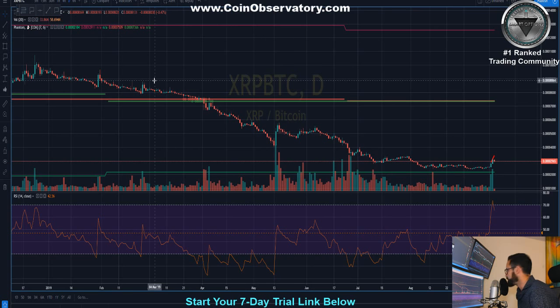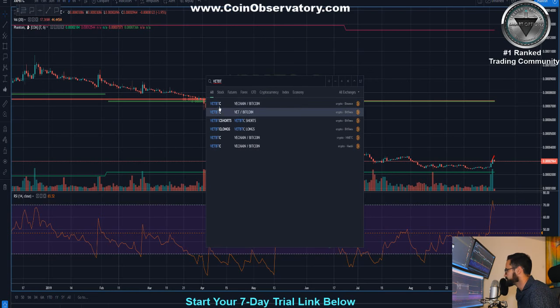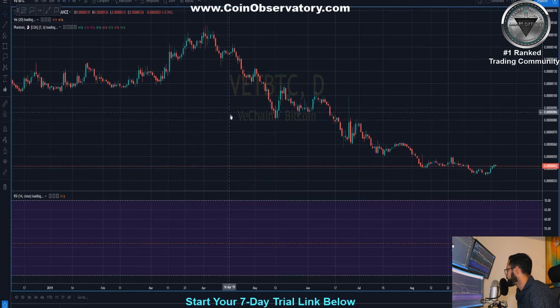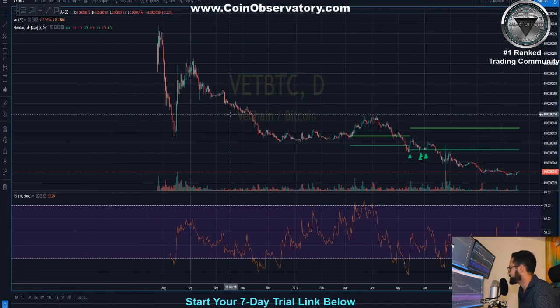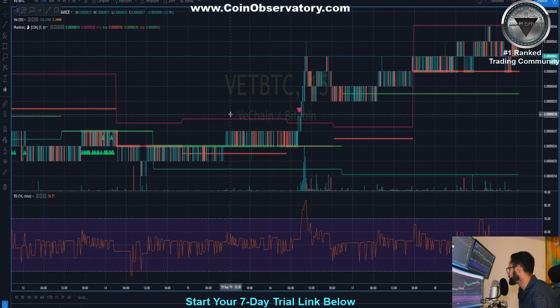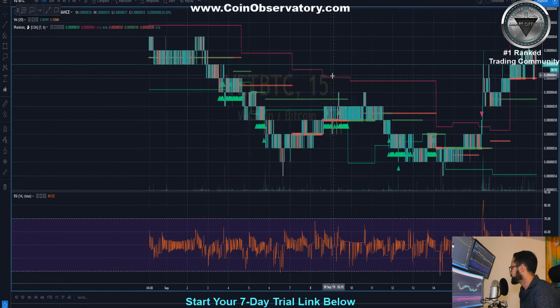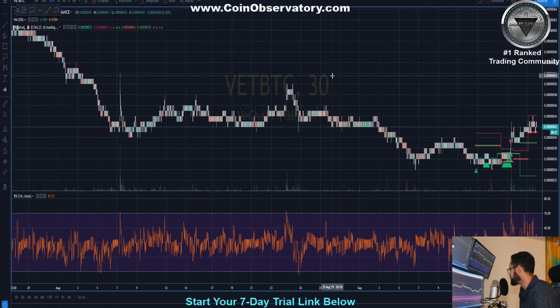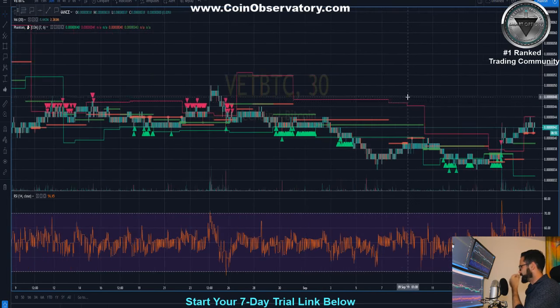Going over VET, BTC, Binance. This isn't a power hour, right? We're just going to see what these tokens are doing according to the script, if they're tradable on our script.